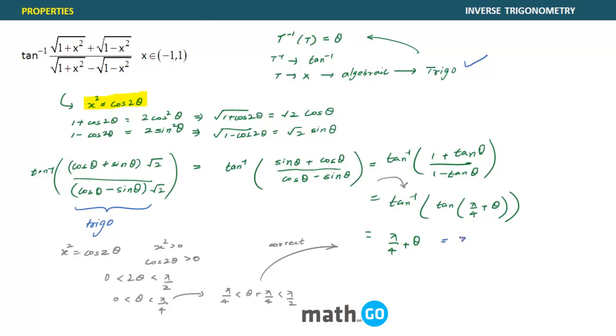So what is the value of theta? Yes, it is 1 by 2 cos inverse x square. So this is the answer that you have to select in the exam. Okay.